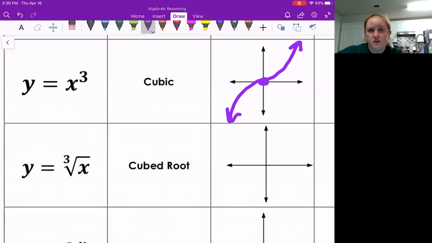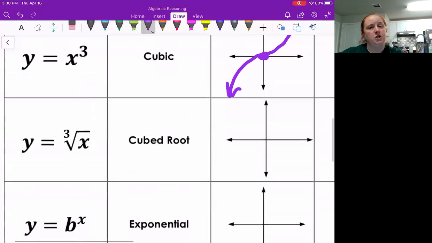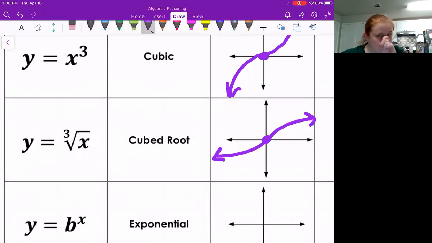Now, the inverse of this, called your cubed root, the equation y equals the cubed root of x. Same thing, it takes every number, every coordinate on the cubic and reverses them. So we are still starting at a 0, 0. But instead of pointing up really fast, it starts off and kind of looks like it's a little flat here, and then the left side turns and goes down. So it doesn't go up and down quite as fast as your cubic one does.